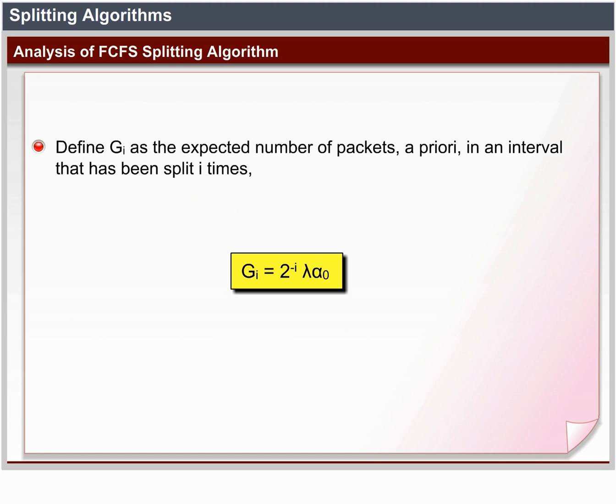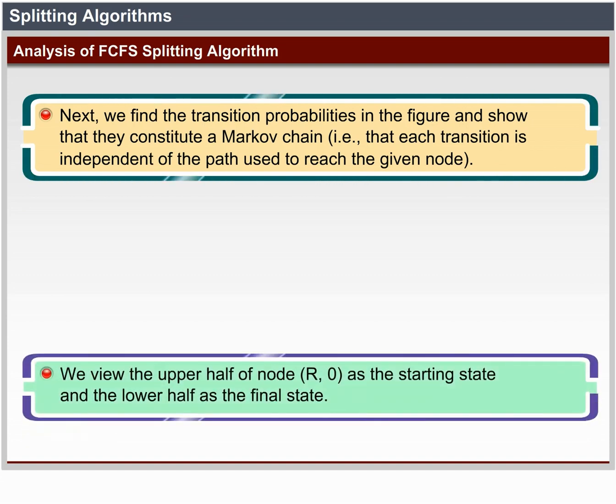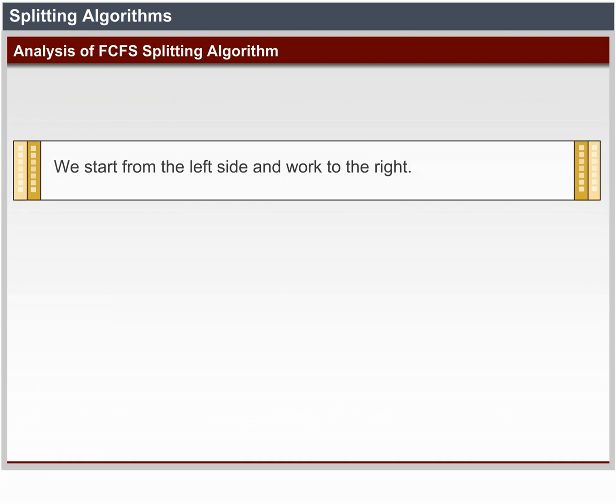We next find the transition probabilities in the figure and show that they constitute a Markov chain. That is, that each transition is independent of the path used to reach the given node. We view the upper half of a node r,0 as the starting state and the lower half as the final state. We start from the left side and work to the right.